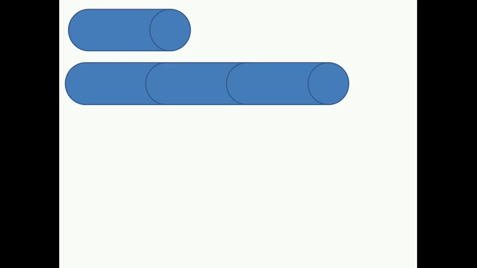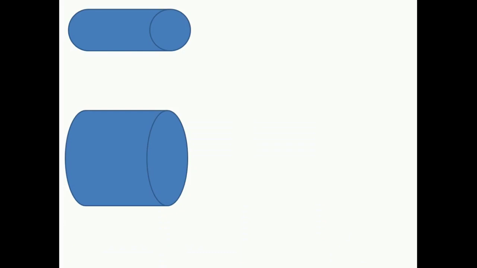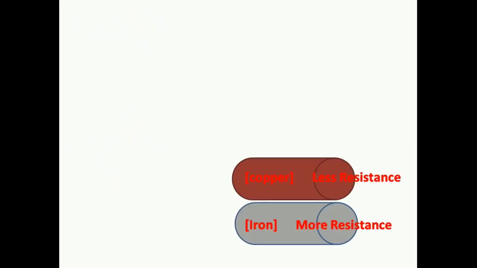in a longer conductor, charge has to move a long path, so it offers more resistance. And if you compare with a thicker conductor, it offers a path for more charge to flow, so it will give less resistance. And if you compare two conductors of the same size, one copper, another iron, it is the same as the case of a smooth road and a rough road. Copper gives a smooth road, so it has less resistance, and iron gives a difficult path for the current, so it will offer more resistance.